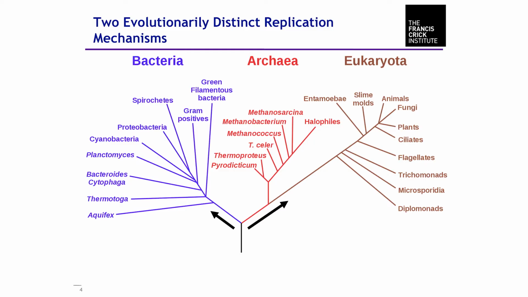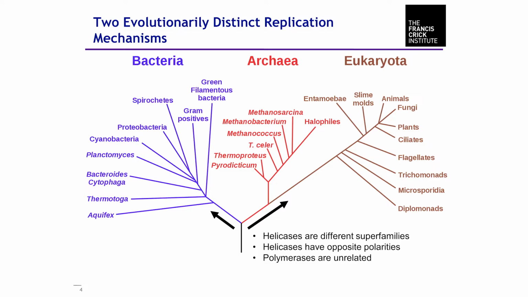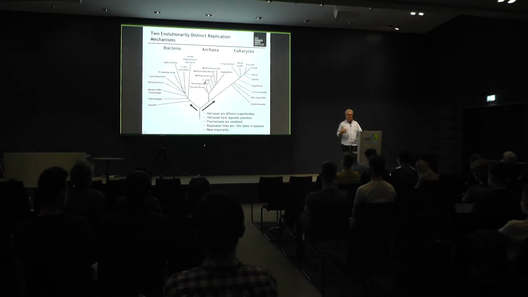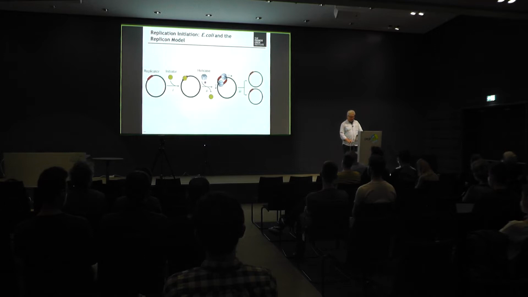The replicative helicases are completely different superfamilies. They have opposite polarities. So in the case of bacteria, the replicative helicase translocates along the lagging strand template. In eukaryotes, it's the leading strand template. The DNA polymerases are completely unrelated, and replication forks are much faster in bacteria than they are in eukaryotes. That's an inherent property of the replisome. But probably most importantly for what I'm going to talk about today is that there's an entirely different strategy used to initiate replication. So in E.